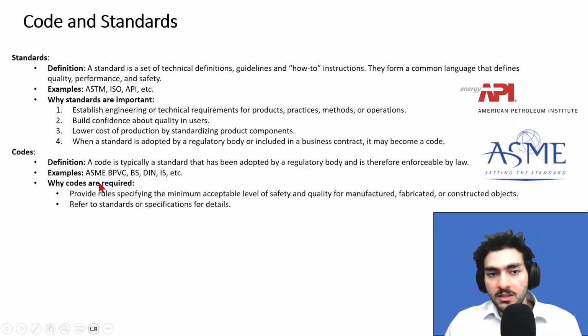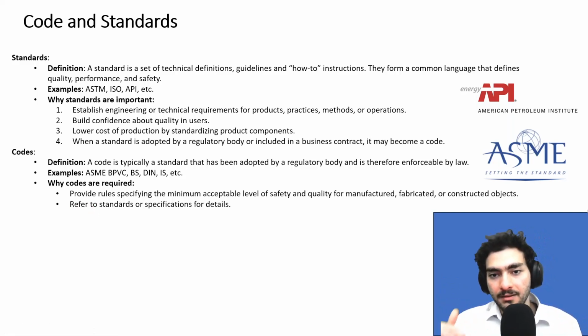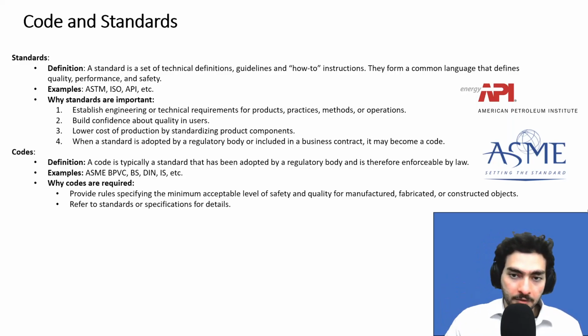Now, examples of it could be the ASME boiler and pressure vessel code. And you also have the British system, and you have the DIN pressure relief system. And so there are many examples of that. Now, why are codes required? Because they provide rules specifying the minimum acceptable level of safety and quality for manufactured, fabricated, or constructed objects.